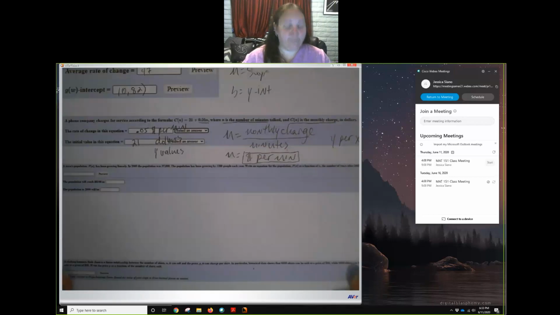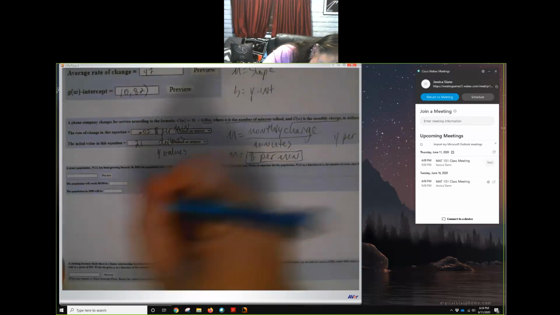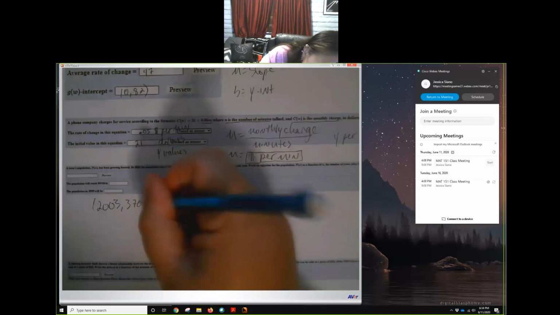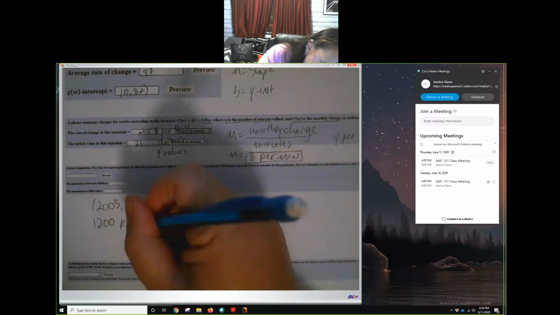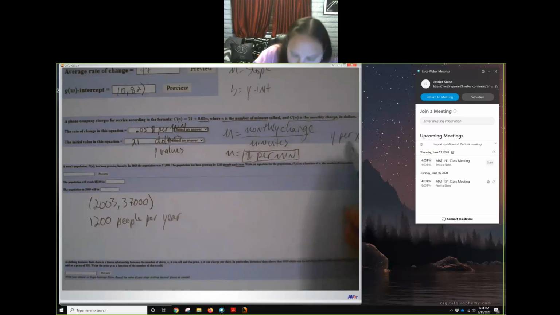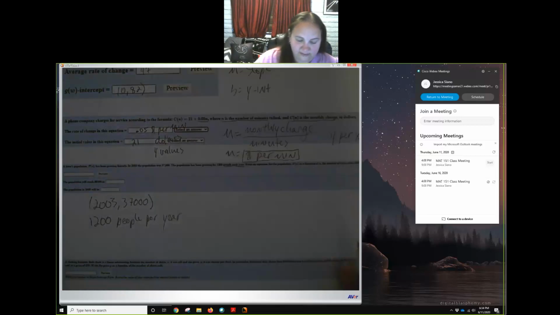This print is super small. Town's population, P of X, has been growing linearly. In 2003, the population was 37,000. 1,200 people per year. Look, it even uses that language. People each year, just like I said up here. Y per X. Write an equation for the population as a function of X.